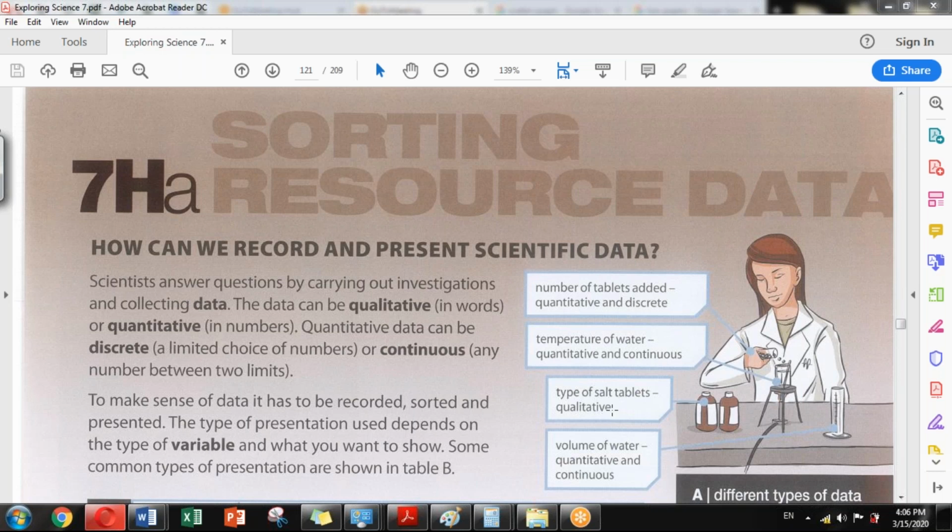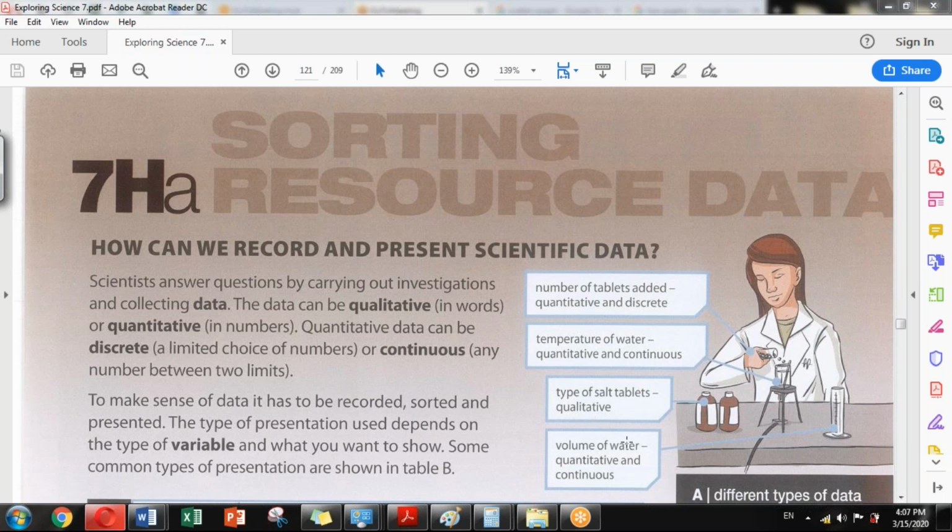Also, type of salt tablets: qualitative. Why qualitative? Because look, the information is written on the bottle with words. For example, sodium chloride, calcium chloride, potassium iodide, and so on. The information is given with words, the name of the salt, like the name of a human. It's not given with numbers; qualitative information is given with words.